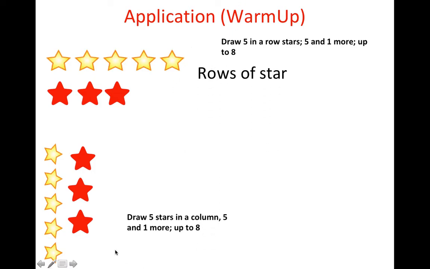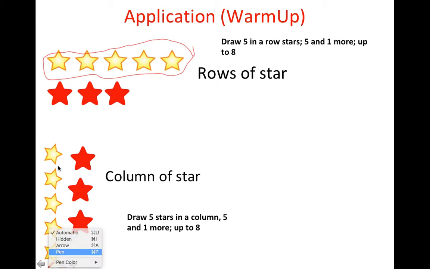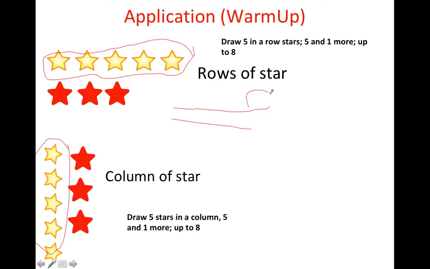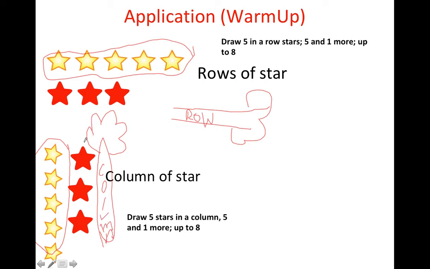So this on the top is rows of stars, okay? And in the bottom, it's called a column of stars because they are going up and down. One of the easiest ways to show rows is if you have your hand, I want you to put it sideways like this. We'll pretend this is our hand, and this is what a row looks like. And this is what a column looks like. Remember, columns always go up and down and rows go side to side.